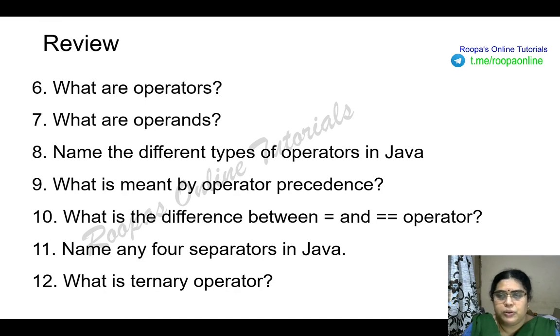Difference between equal to and double equal to symbol. One is assignment, another is relational. So equal to is going to assign the value from the right hand side to the left hand side, and double equal to is to compare two values. Okay, 5 double equal to 5 is going to return the value as true. Name any 4 separators in Java. Anything you want to write: dot, comma, curly braces. Okay, what are ternary operators? Question mark and colon. You just need to explain that.